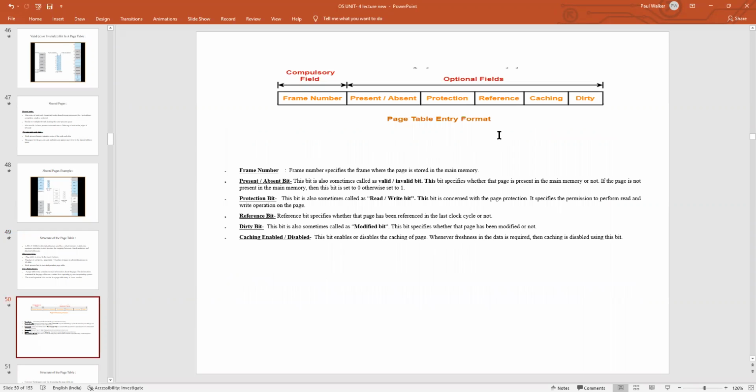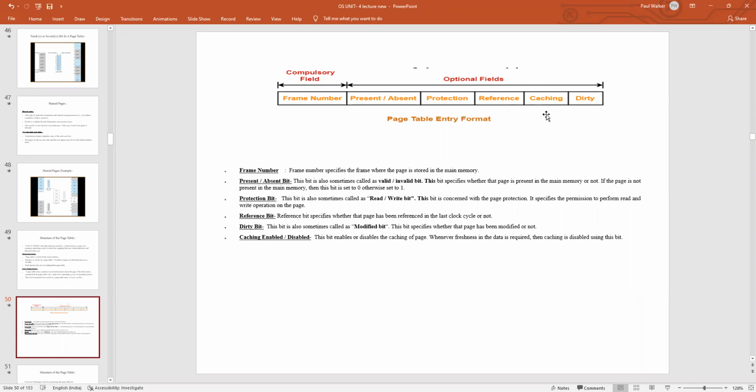So this is a page table entry format. Here a page number is there. After that, whether the particular page is present or absent, and in which mode it is protected, whether it gives protection for read mode, write mode, like that. After that, the reference bit indicates whether the page has been referenced in the last clock cycle. For example, whether the particular page has been indexed to some other pages, like that.